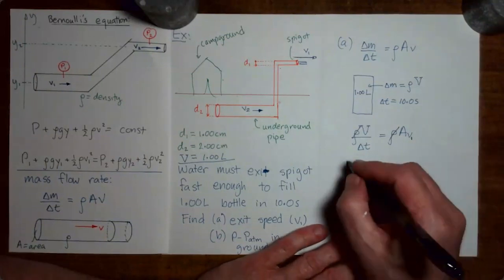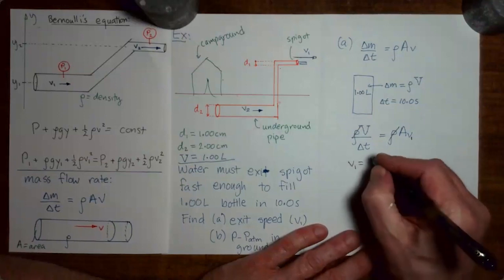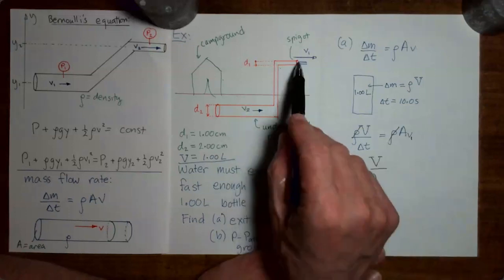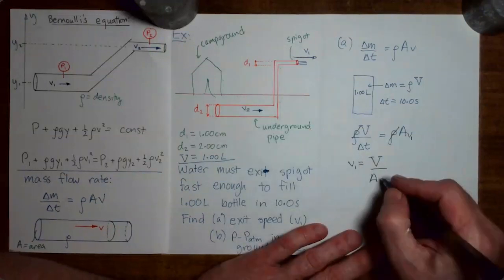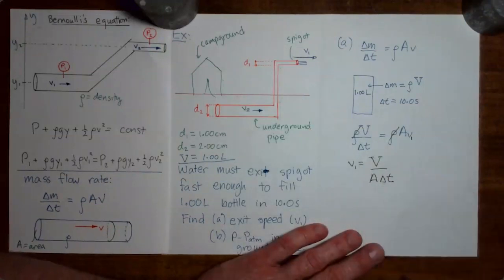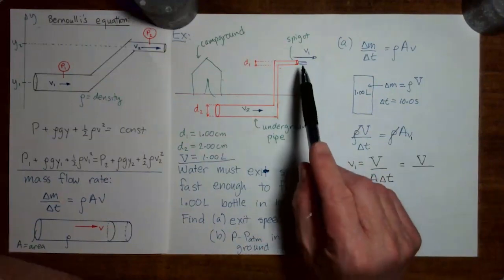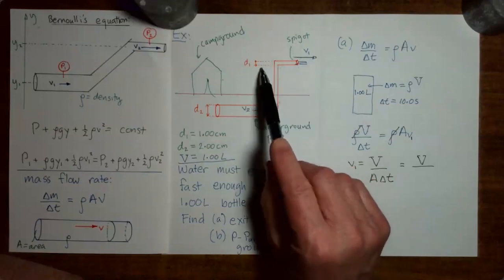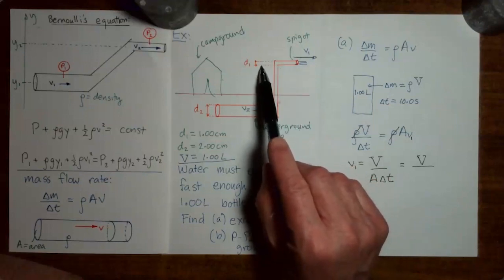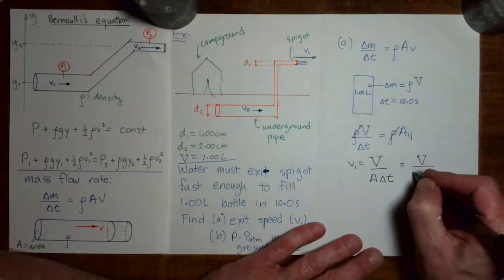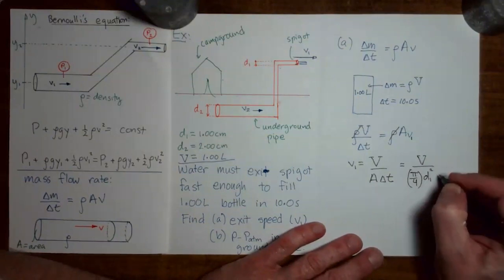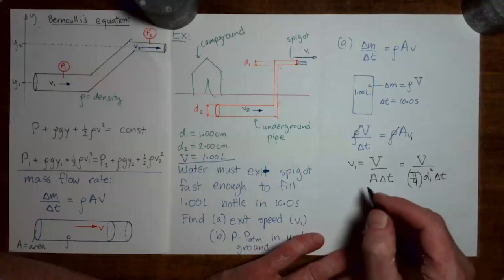Now, solving for V1, I have V1 equals the volume of the bottle divided by the area of the pipe right here at the exit, and then divided by the time it takes to fill the bottle. What would be the cross-sectional area of the pipe right here at the exit? Well, let's express the area in terms of the diameter. So that would be pi over 4 times diameter 1 squared, and then times delta T.